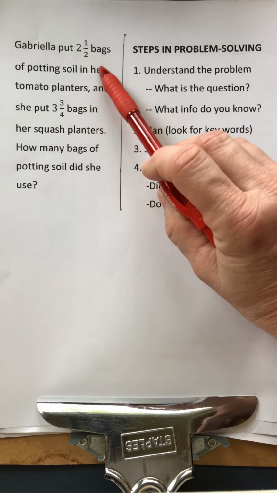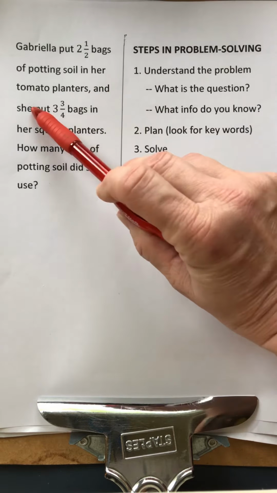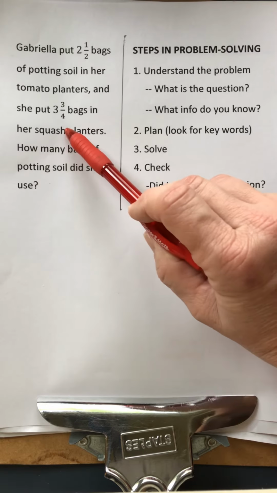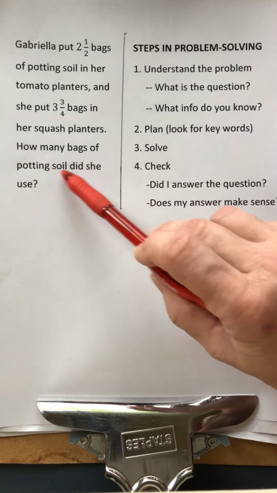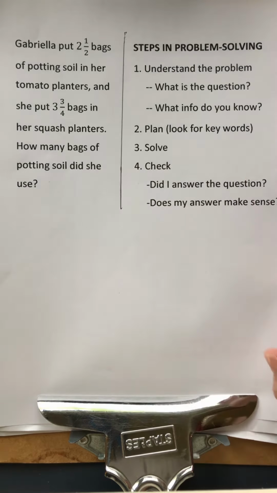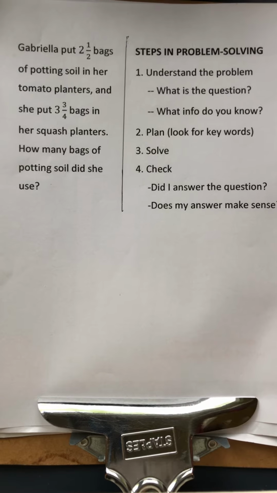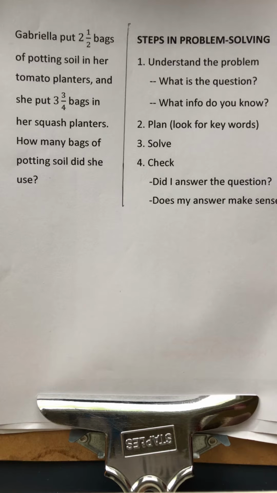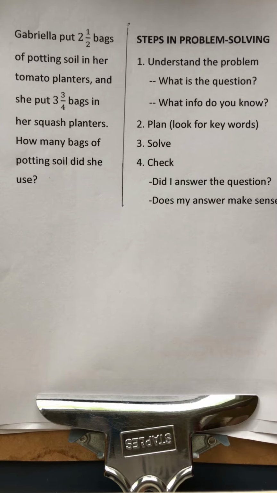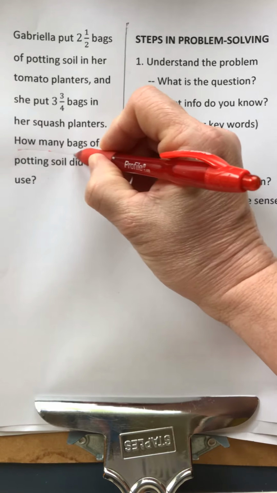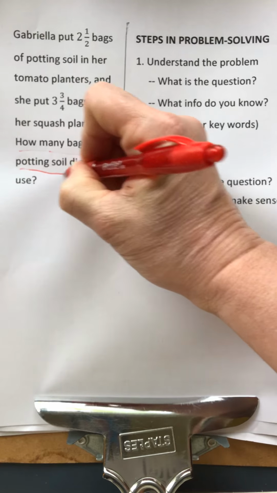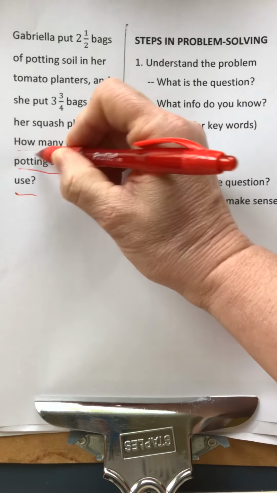Gabriella put 2.5 bags of potting soil in her tomato planters, and she put 3 3/4 bags in her squash planters. How many bags of potting soil did she use? Now, what we're going to do, we're going to use our steps in problem solving. First, we understand the problem. What's the question? I'm going to underline the question.